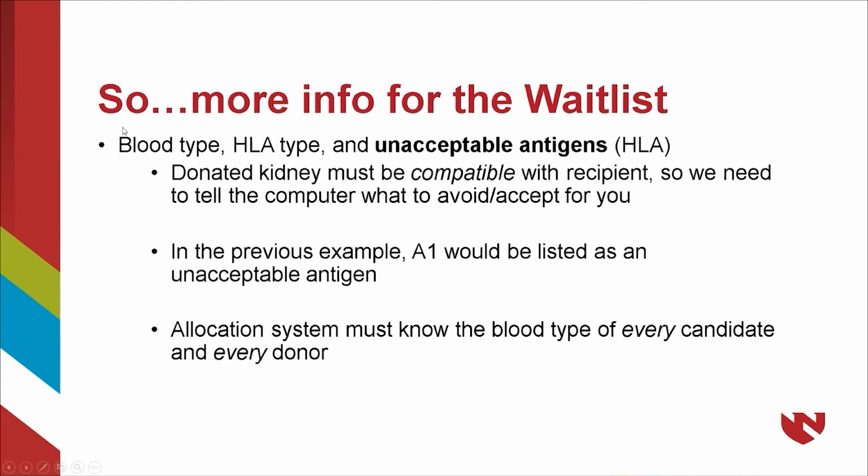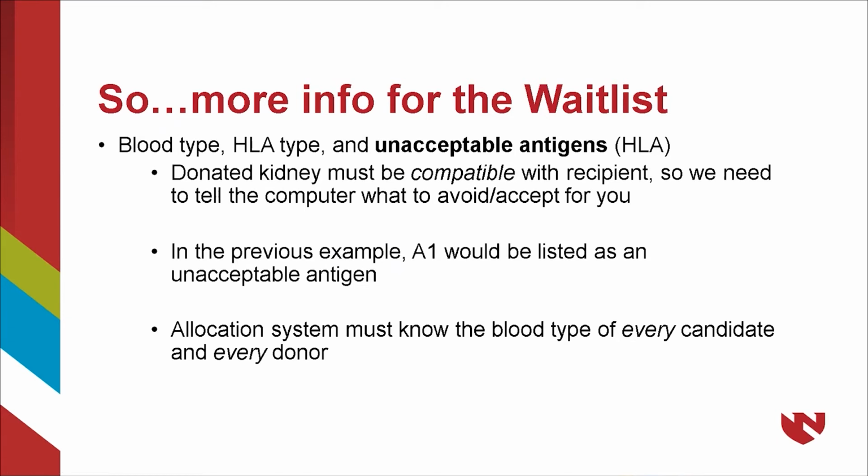the waiting list. So we need to know their blood type, their HLA type, and in particular, what we call unacceptable antigens to HLA. Remember, the donated kidney must be compatible with the recipient, so we need to tell this computer system what to avoid or accept for you. Back in the previous example, A1 would be listed as an unacceptable antigen. And remember, people can have 0 unacceptable antigens or up to even dozens or more unacceptable antigens.